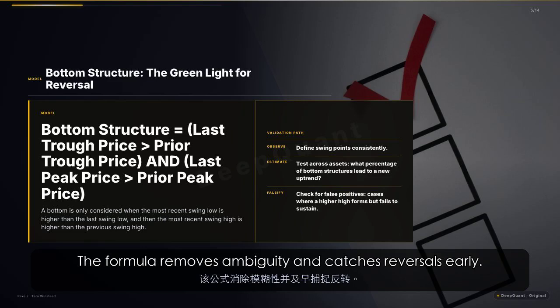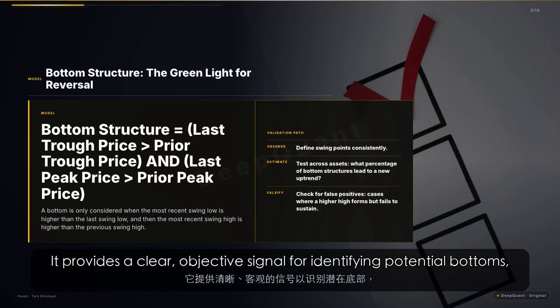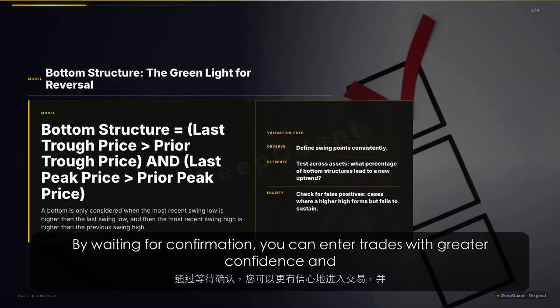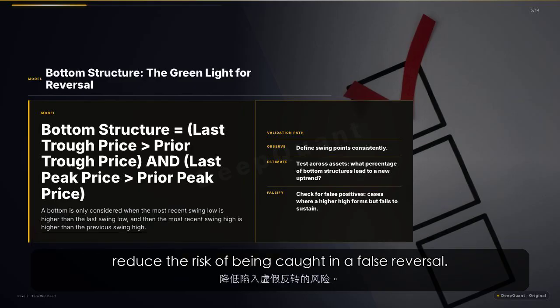The formula removes ambiguity and catches reversals early. It provides a clear, objective signal for identifying potential bottoms, helping you avoid the common mistake of calling a bottom too early. By waiting for confirmation, you can enter trades with greater confidence and reduce the risk of being caught in a false reversal.